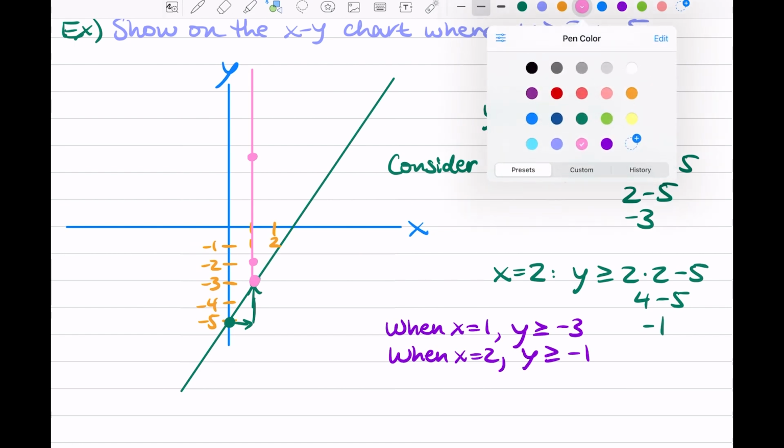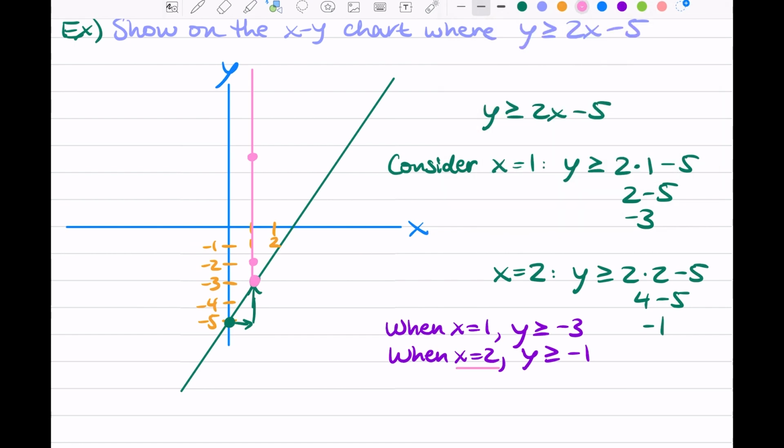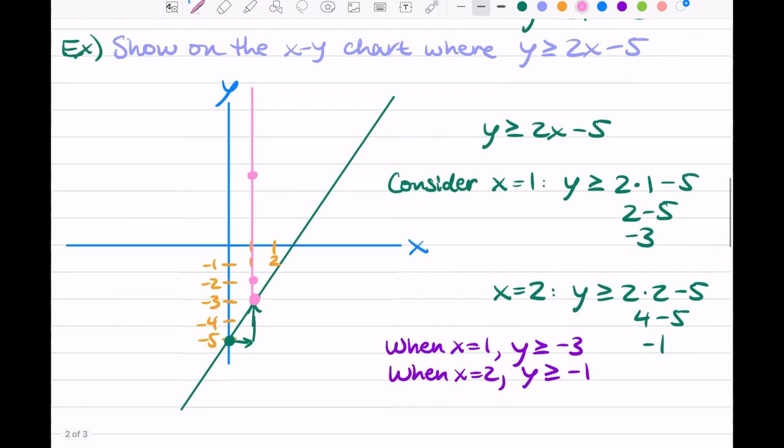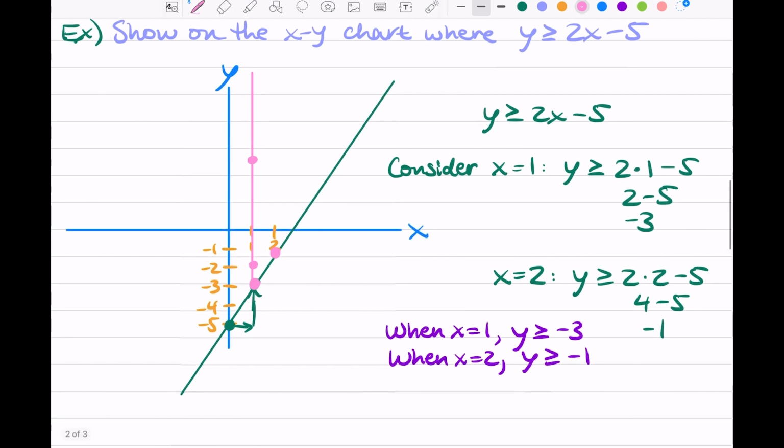Well, same idea for x equals 2. When x equals 2, y is greater than or equal to negative 1. If it just said equals, we would say y equals negative 1. So we'd think about just that point. But now with an inequality, we're saying y is anything greater than or equal to negative 1. So it can be any point greater than or equal to negative 1. So in the same idea, y can be any point on this little pink line going up.